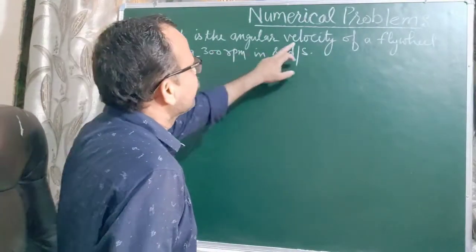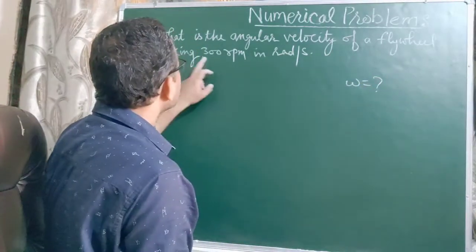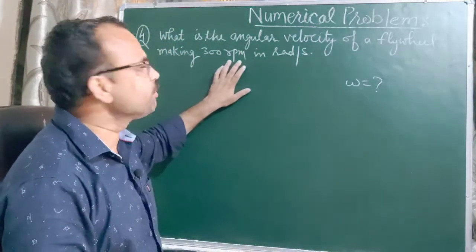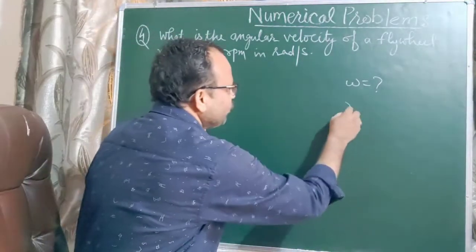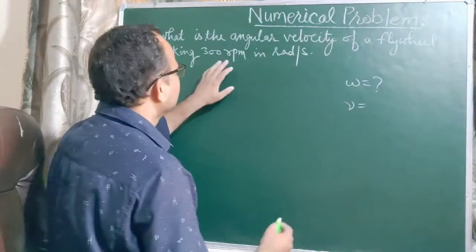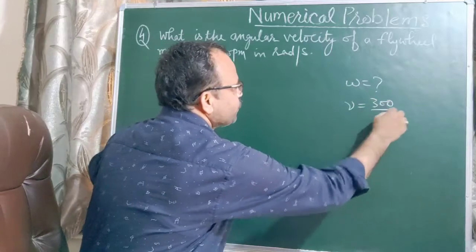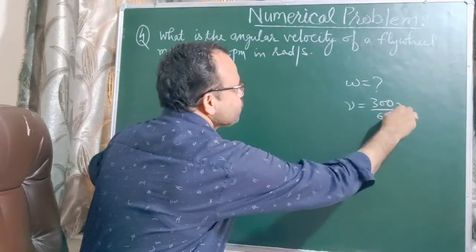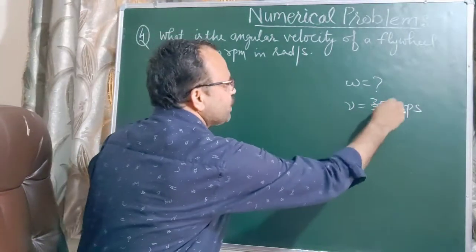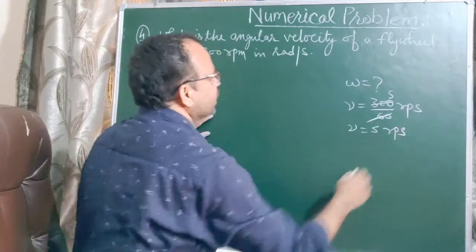Now one more problem. What is the angular velocity, means omega equal to question mark, of a flywheel making 300 rpm. So what is rpm? Rpm means revolution per minute. As we know that the frequency is the number of revolutions completed in 1 second. It means we have to convert rpm into rps by dividing by 60. Now it will be rps, means revolution per second. So nu equals 5 revolution per second.